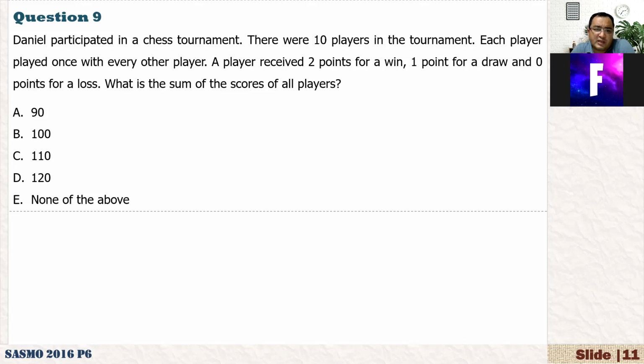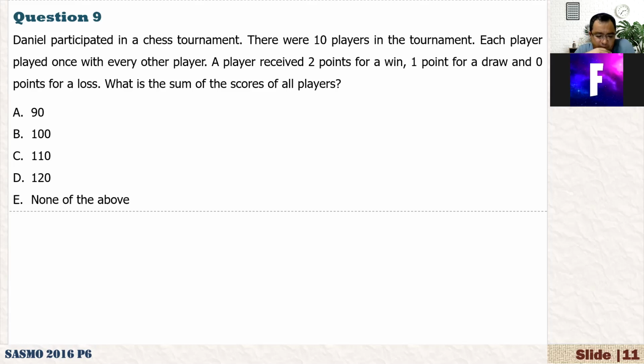Daniel participated in a chess tournament. There were 10 players in the tournament. Each player played once with every other player. A player received 2 points for a win, 1 point for a draw, and 0 points for a loss. What is the sum of the scores of all players?